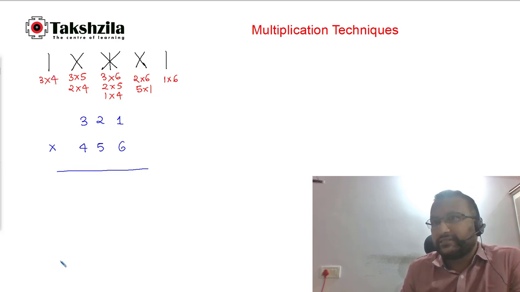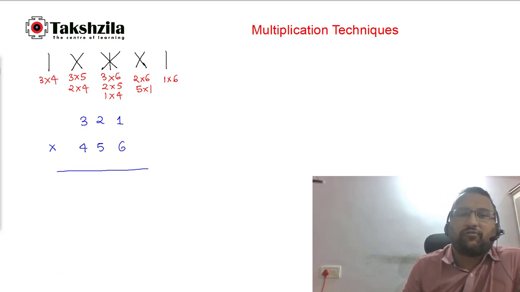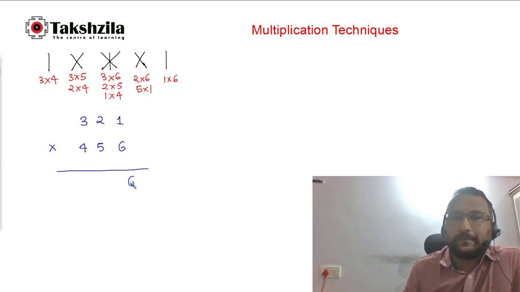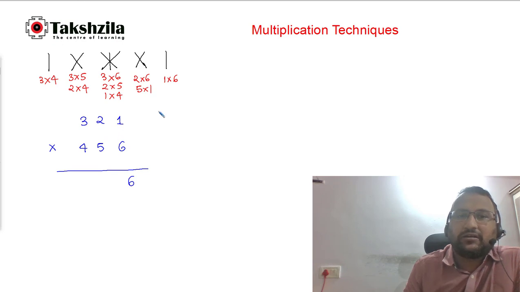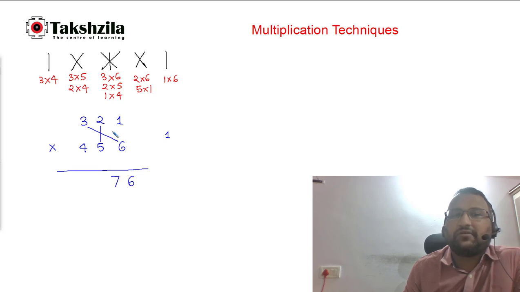So how to do this? Let's have a look at it. First of all, 1 into 6 is 6. Then 2 into 6, 12 plus 5, it's 17. Write only the unit digit. After that, 6 3s are 18, 5 2s are 10, 4 1s are 4. So 18 plus 4, 22 plus 10, 32 plus 1, 33.